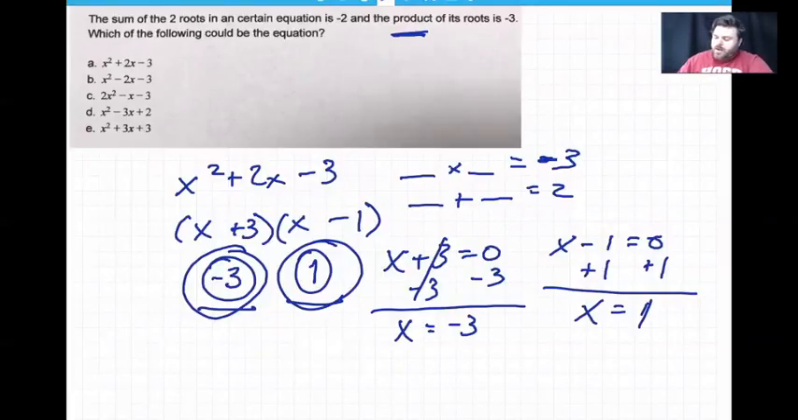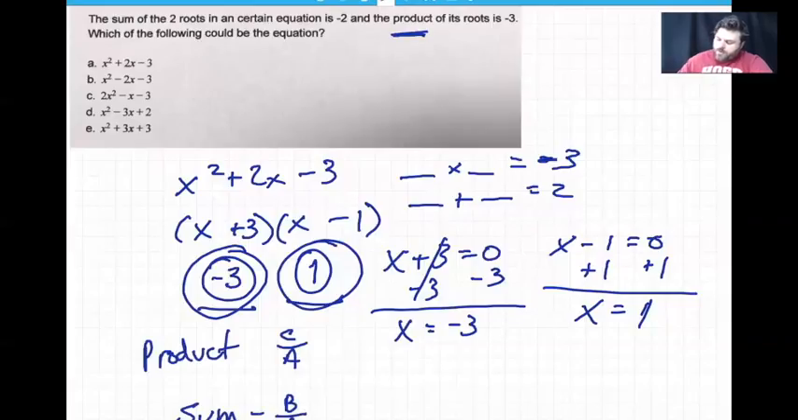Remember the shortcut, the product and the sum of the roots. So you have the sum of the two roots is -b over a, and the product is c over a. So in this, c is going to be -3, a is 1, so you get -3. -b, so -2 over 1 is -2. Okay, so that was obviously the best way to do that, is to remember that little shortcut.